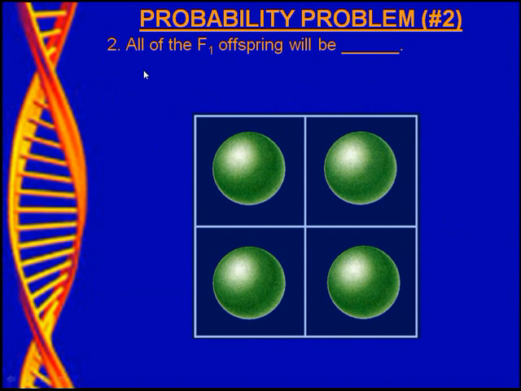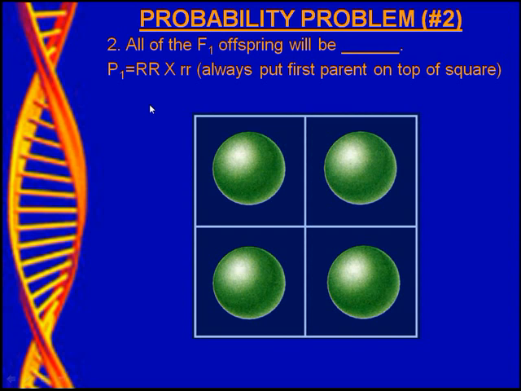Alright, so here's our first question basically. All of the F1 offspring will be what? Again, here's our parents. And I would suggest that you just always do these problems the same. Put the first parent on the top. So they're going to go up here. There's your big R, and then the other letter, of course. Big R. Alright, again, just be consistent. Always put the first parent on top, just to make it easy. So, second parent will go down here on the side. Of course, we have 2 little r's, homozygous recessive.